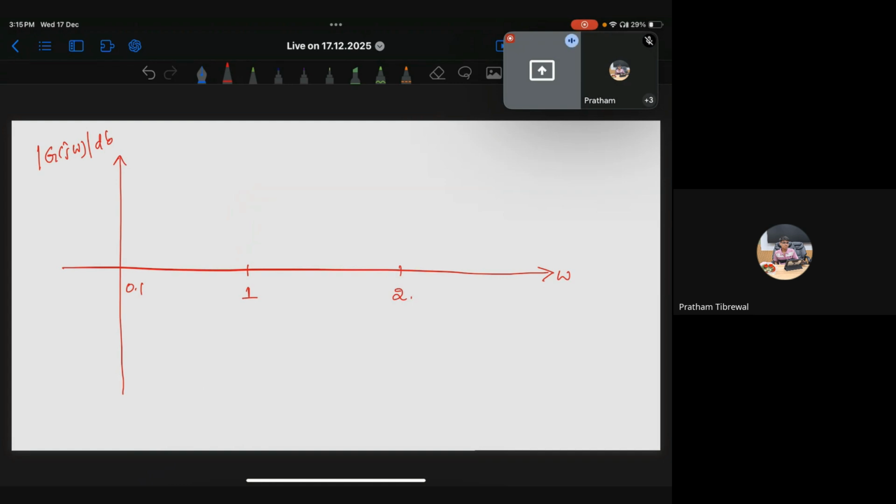At 0.1 the value is 18.06. At 1 also the value is 18.06, whereas at 2 it is 0. So this is your plot, and the slope is minus 60 dB per decade. This is the magnitude plot.